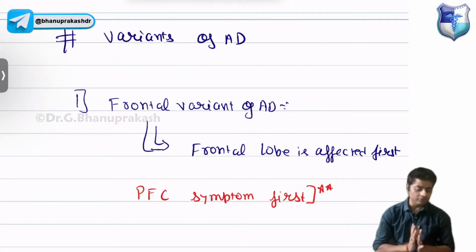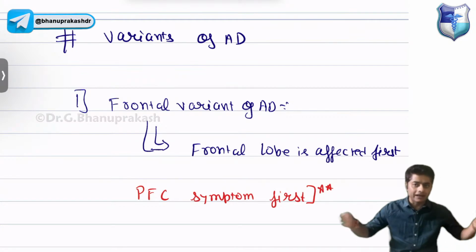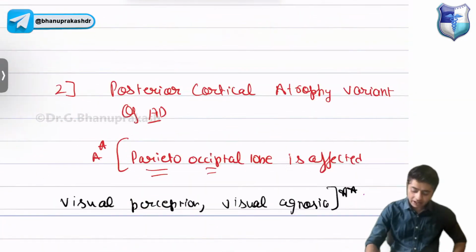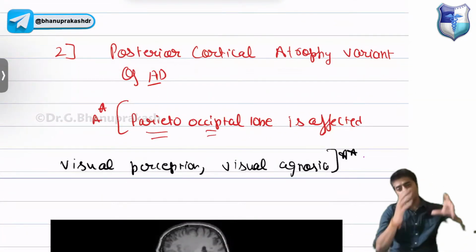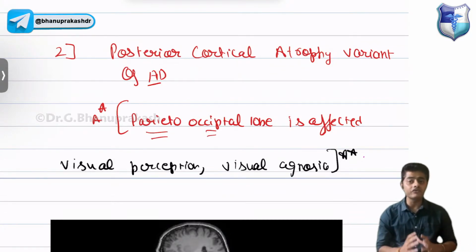In the later stage, it can be present also, because if the occipital lobe is bilaterally involved, it can be present. Okay? In posterior cortical atrophy, the parieto-occipital lobe is involved first. So you will be getting visual symptoms.